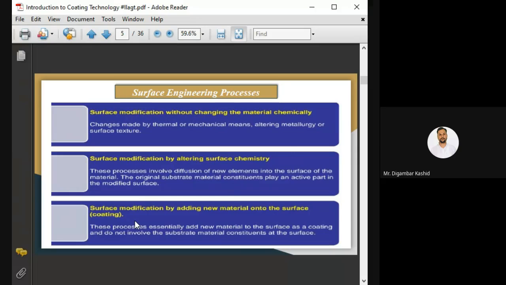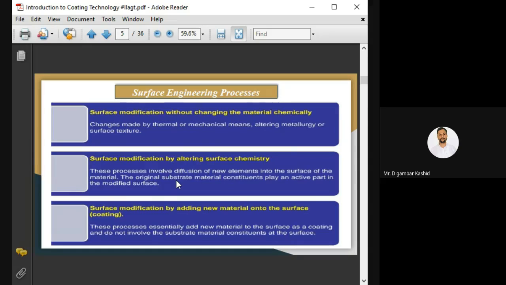Okay, recall what was first: you can do surface modification without changing the material chemically. Those changes can be made by thermal or mechanical means, or by altering the metallurgy or surface texture. Then the second group is the surface modification by altering the surface chemistry. These processes belong to group 2, and involve the diffusion of new elements into the surface of the material. And now the third one is related to our coating. That is, we can go for the surface modification by adding the new material.